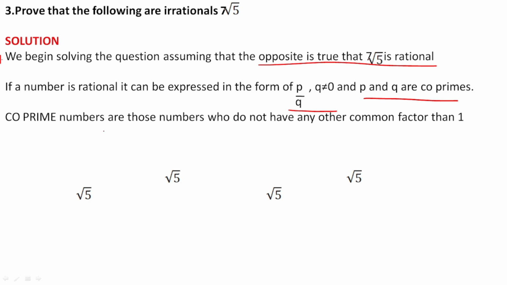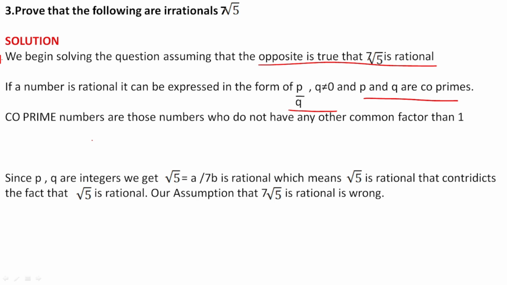So what do we do? We consider the first number, that is 7 root 5. 7 root 5 equals p by q. We transpose it so that we only have root 5, so it is nothing but p by q divided by 7. So the right hand side, whatever you're having, is definitely a rational number. That means it's going to get a finite value. You can express it in the form of p by q.